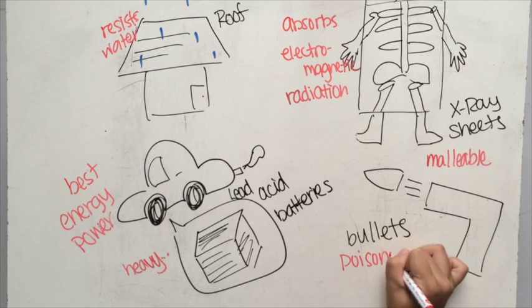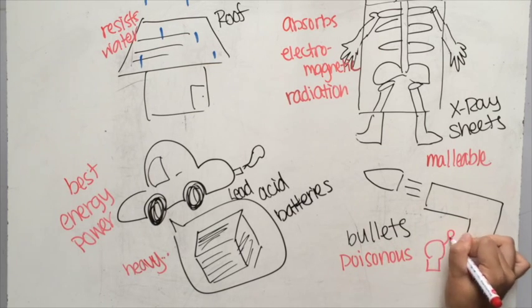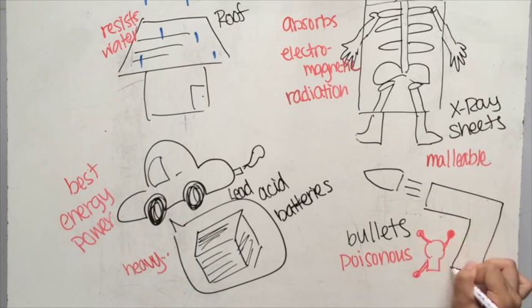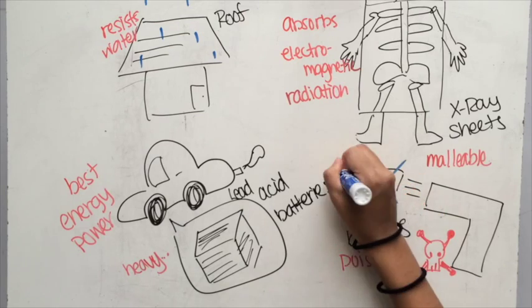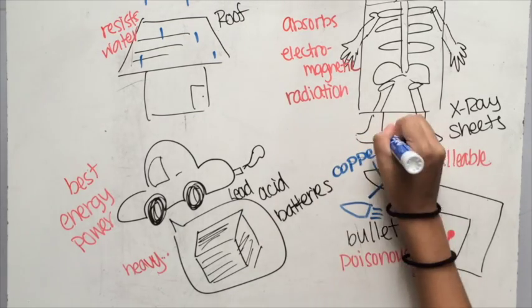That is why it is used for bullets, since it is cheaper to make. However, lead is poisonous, so people don't use lead bullets nowadays. They use copper bullets since it is still malleable but not poisonous and doesn't leave fragments in the meat.